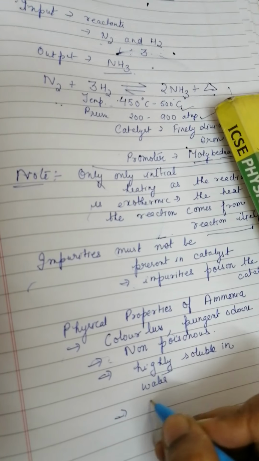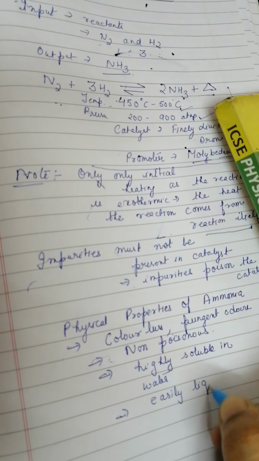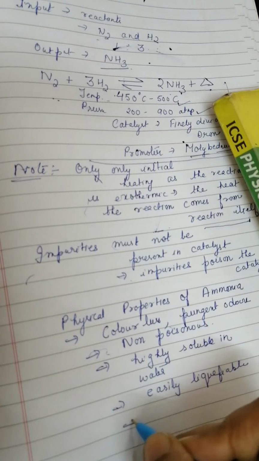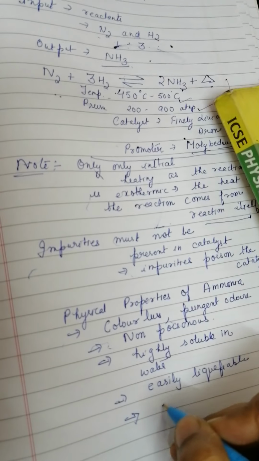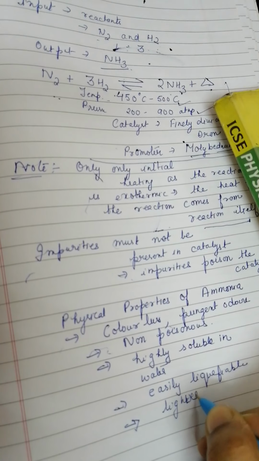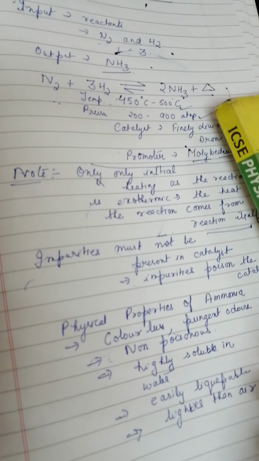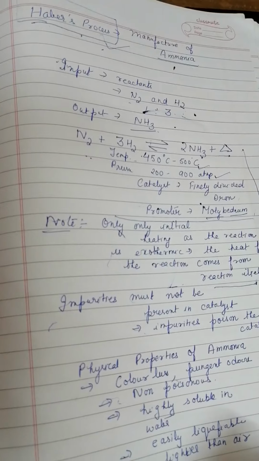It is easily liquefiable. You can easily liquefy it. Then one important thing, it has a density lighter than air. So we talked about ammonia, the Haber's process, and the physical properties of ammonia.